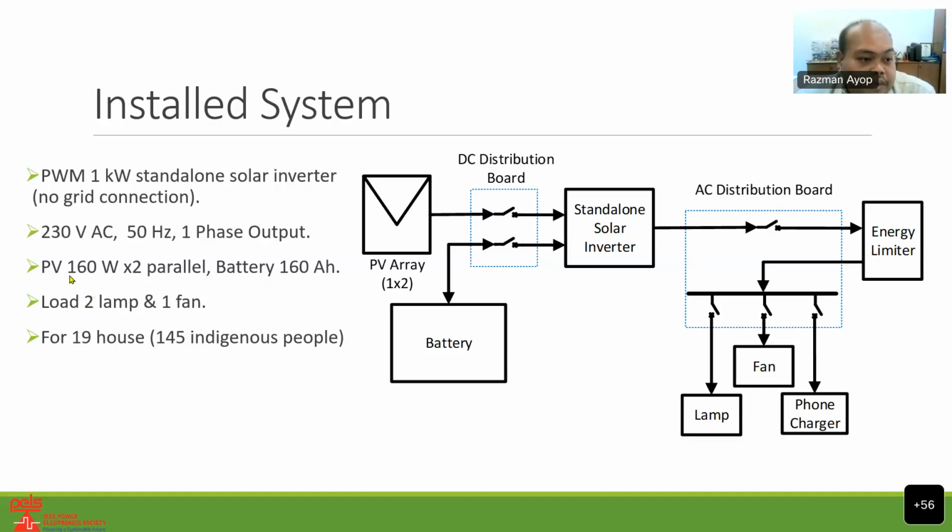We use 2 PV panels of 160 watt in parallel, with a battery of 160 ampere hour. The load for the system is only 2 lamps and 1 fan, and we installed it in 19 houses, consisting of 145 indigenous people. You can see here this is the system. Of course, you have a DC distribution board, an AC distribution board, and an energy limiter.